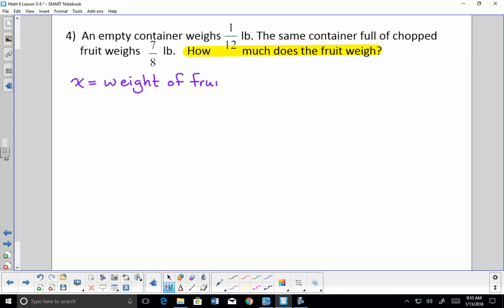Now, if I think about this, it says that an empty container weighs 1/12 of a pound. The same container full of fruit weighs 7/8 of a pound. So I know that the empty container plus the weight of the fruit has to equal the total weight. Okay? So the weight of the container plus the weight of the fruit has to equal my total weight.